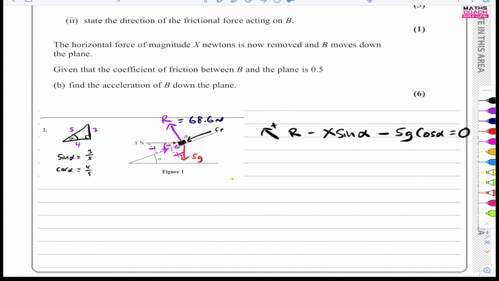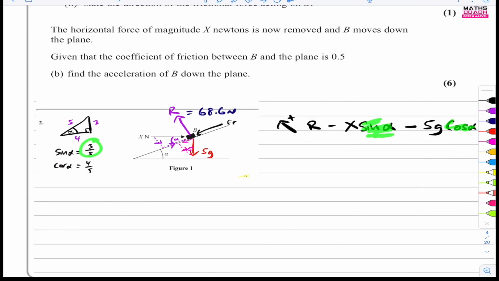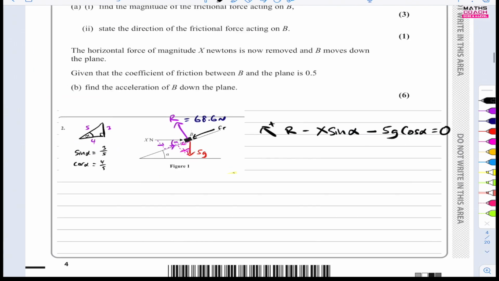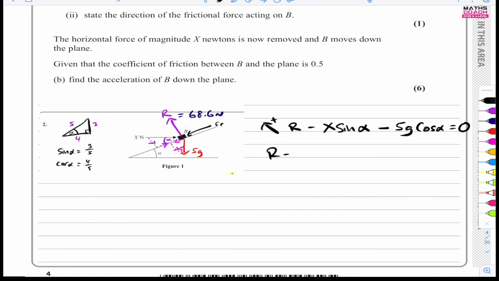We can later on go in and rearrange it to do whatever we need to. But for now, if we just substitute those values in, that would be quite useful. So instead of sine alpha, we're going to use 3 over 5, and instead of cos alpha, we're going to use 4 over 5. Let's quickly do that. So it's going to be R minus X bracket, sine is 3 over 5, minus 5g bracket, cos is 4 over 5. That's equal to 0.